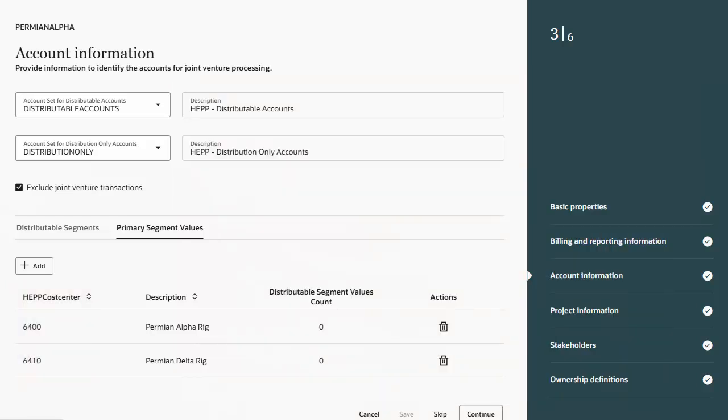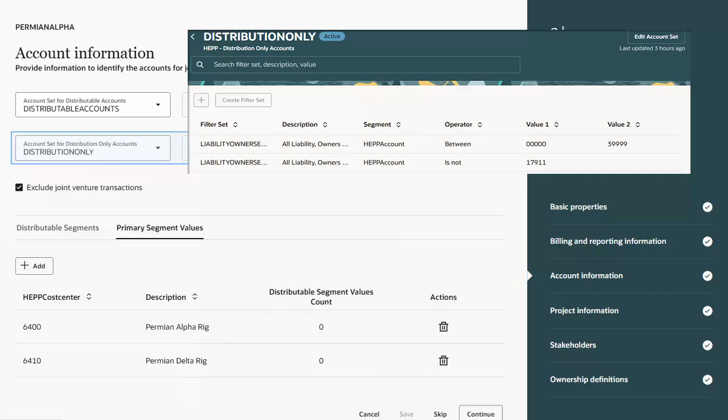Next, let's look at the distribution-only account set. When assigned to a joint venture, this account set identifies transactions that will be distributed for reporting purposes, but will not be invoiced to partners. Here's the definition of the distribution-only account set.